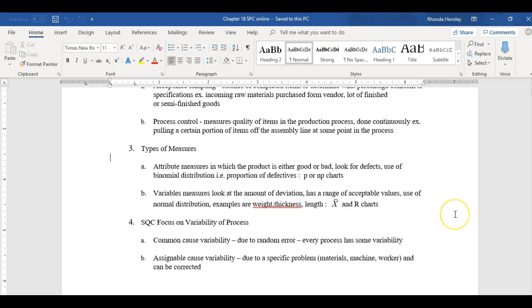As far as measures go, there are two kinds of things we measure with control charts. If all we're doing is looking for defects, then we're looking at attribute measures. It uses a binomial distribution. It looks at the proportion of defectives usually. I think in this chapter we look at a P chart, two P charts and a C chart.